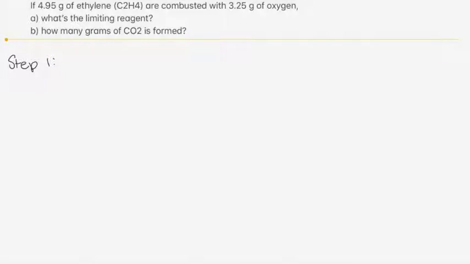So our step one is going to be to write out and balance our equation. From the problem we start with C2H4 and it combusts with oxygen, and since oxygen is diatomic, it's O2. From combustion, we know that it will always yield CO2 and H2O. And then we just want to balance our equation.